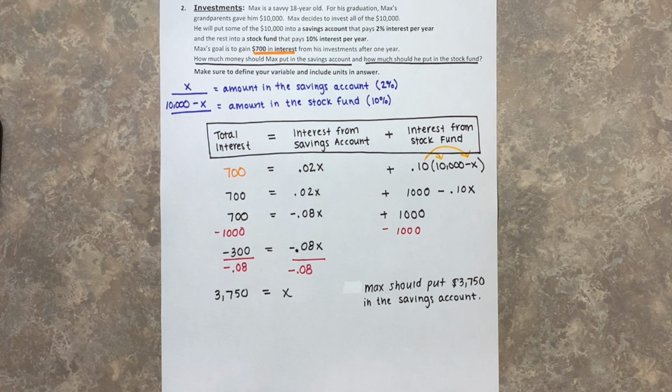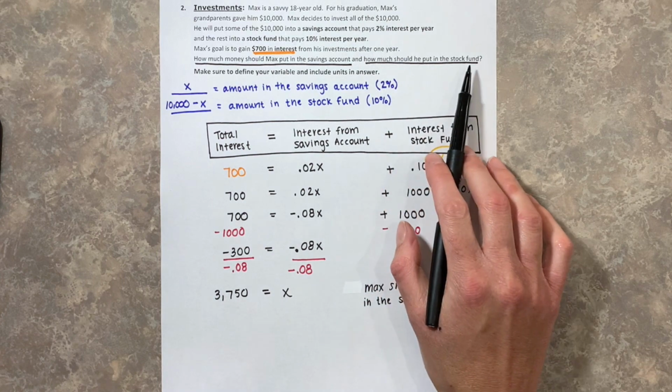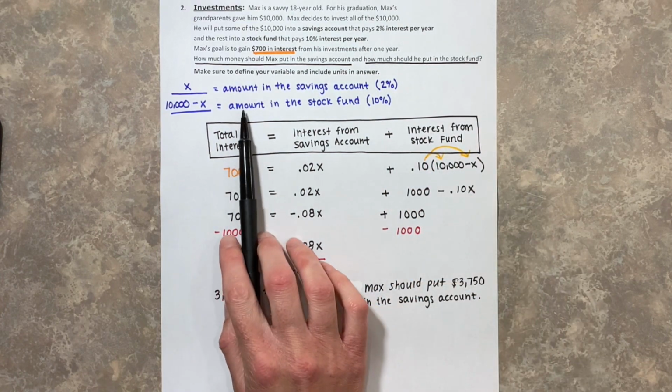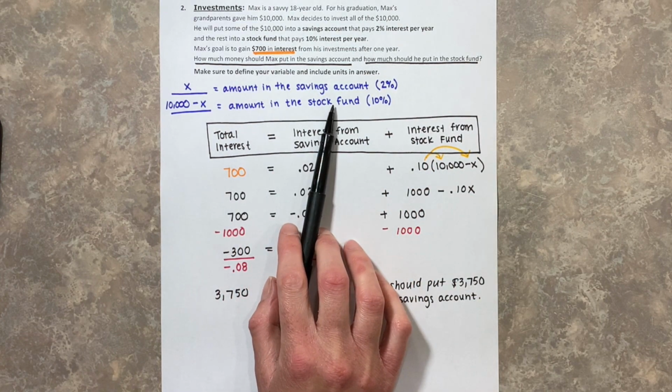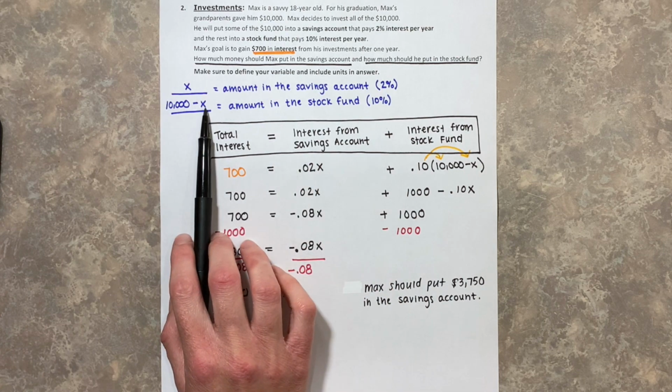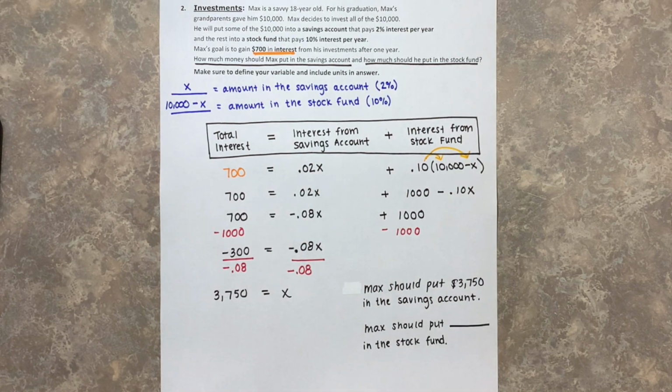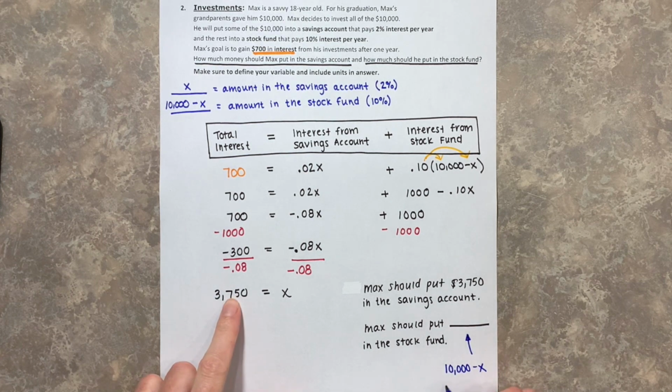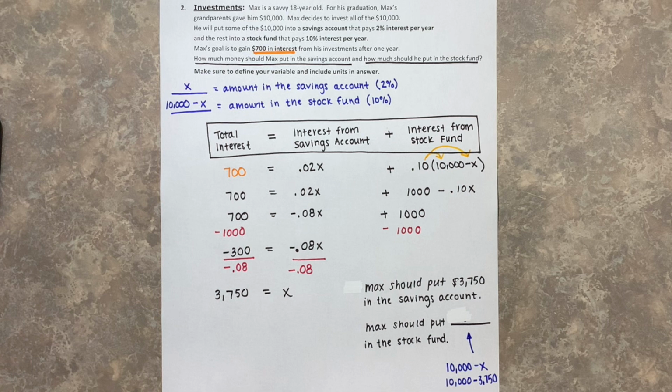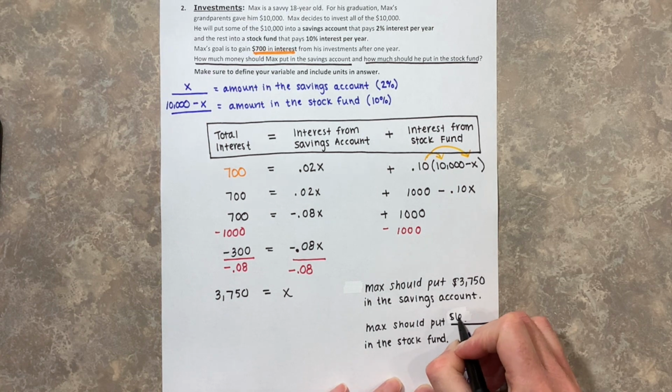And then the other part of the question asked, how much should he put in the stock fund? Well, the amount he should put in the stock fund can be found by computing 10,000 minus X. So to compute how much he should put in the stock fund, we can take 10,000 minus X, which would give us 10,000 minus 3,750, which gives us 6,250.